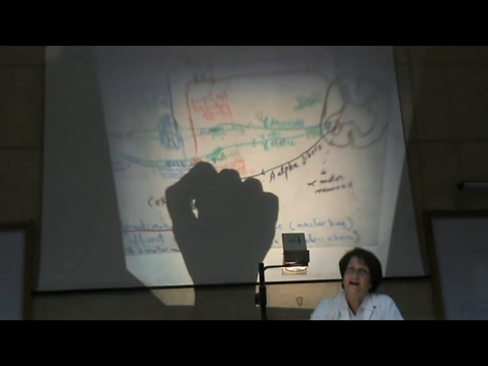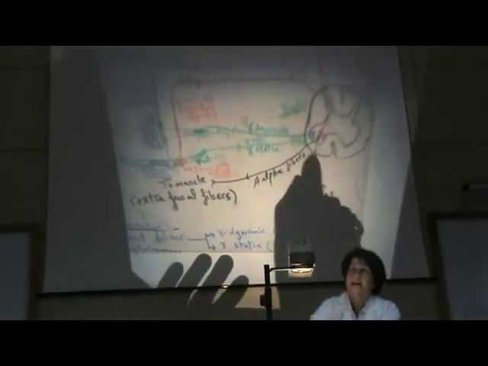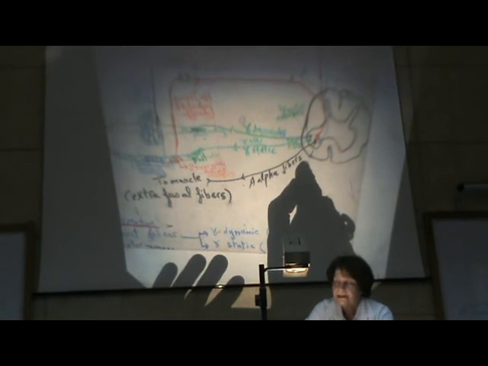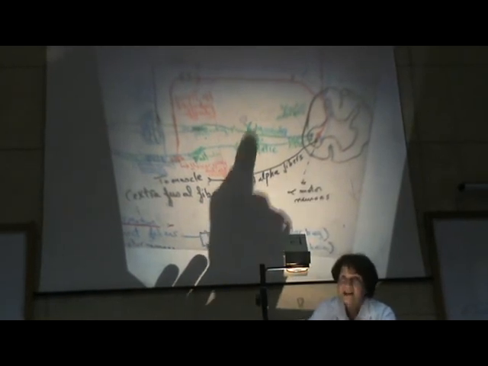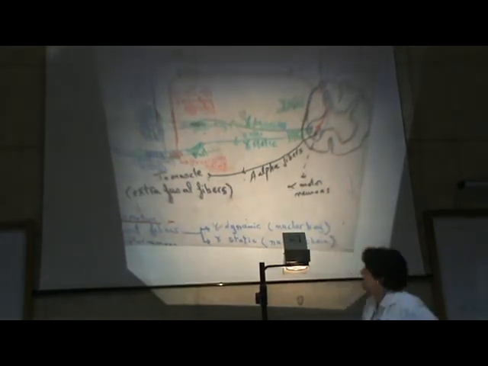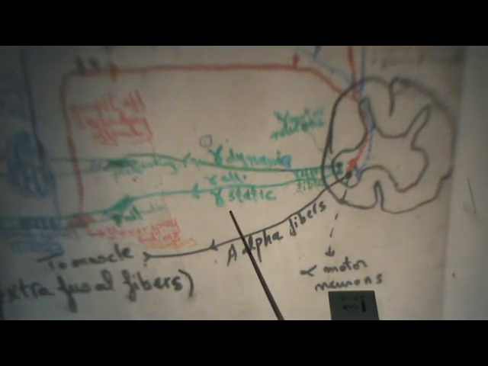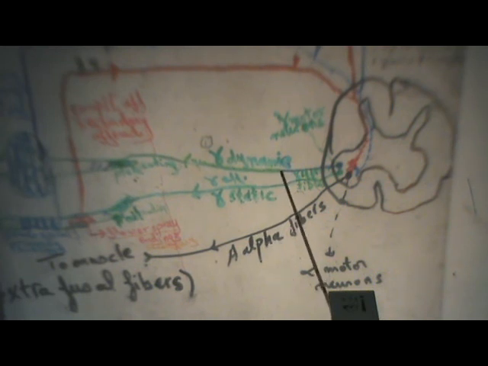The intrafusal muscle fibers are supplied by special motor fibers, which are called gamma efferent fibers. The gamma efferent fibers are axons of gamma motor neurons in the ventral horn. The gamma efferent fibers are myelinated fibers, called gamma because they are axons of the gamma motor neurons, and they are myelinated, 4 micron in diameter. And they supply the intrafusal muscle fibers.